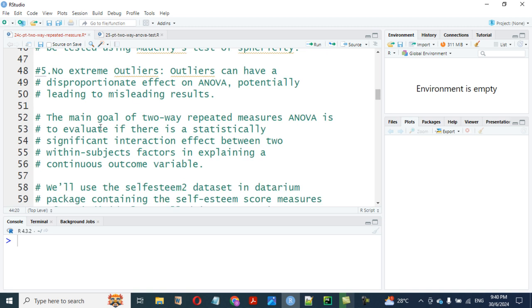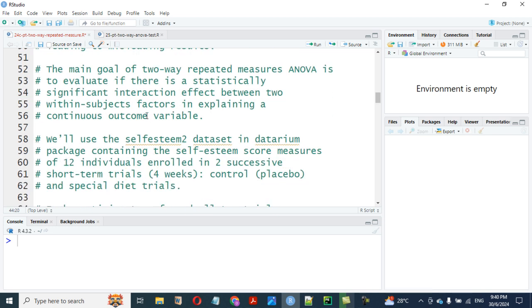So the main goal of a two-way repeated measures ANOVA is to evaluate if there is a statistically significant interaction effect between two within-subject factors, which are the independent variables, in explaining a continuous outcome variable, which is the dependent variable. You understand that language now? So just take note of them. Dependent variable, independent variable. They shouldn't be confusing at this point. I've explained them countless times.